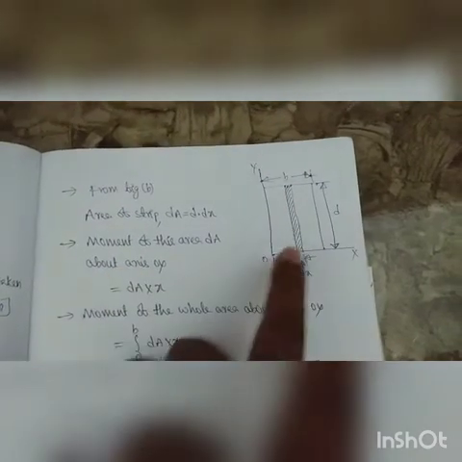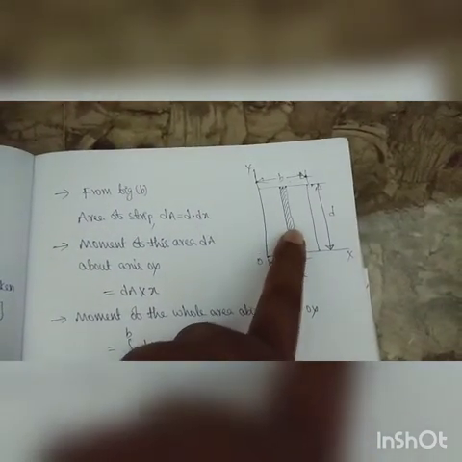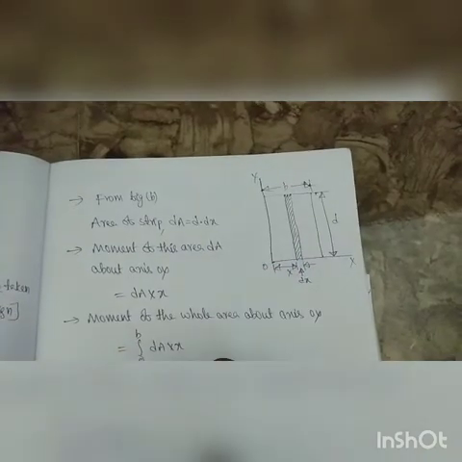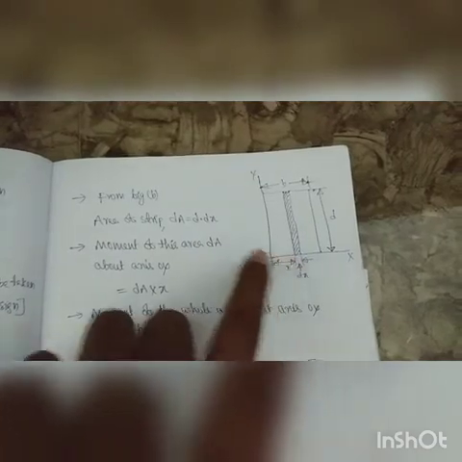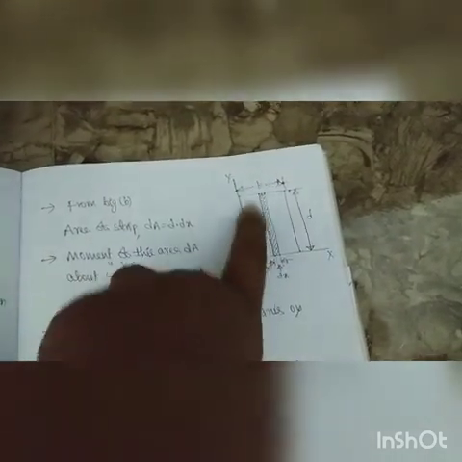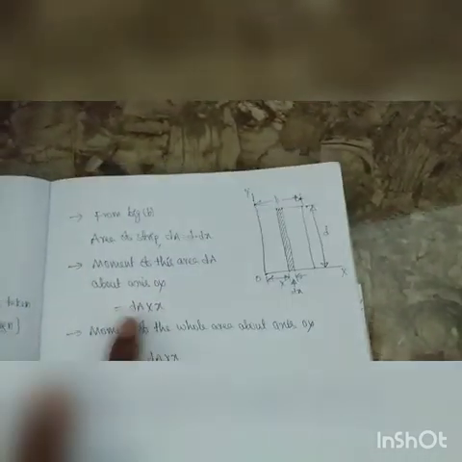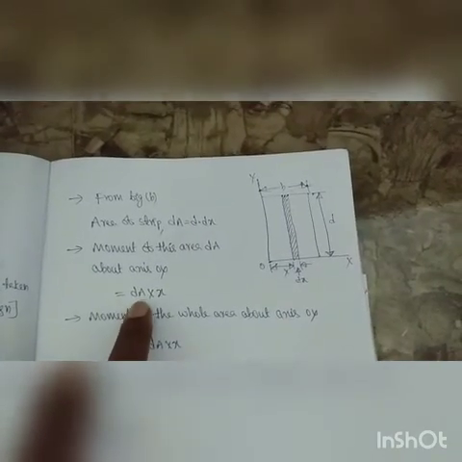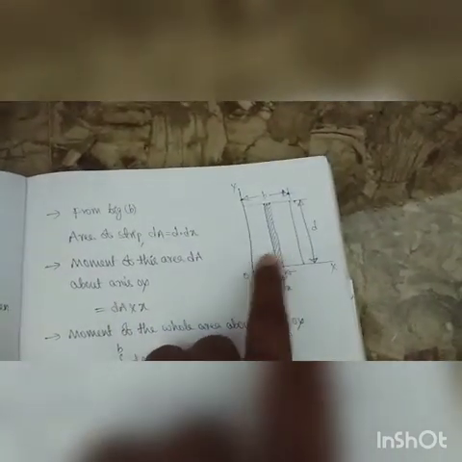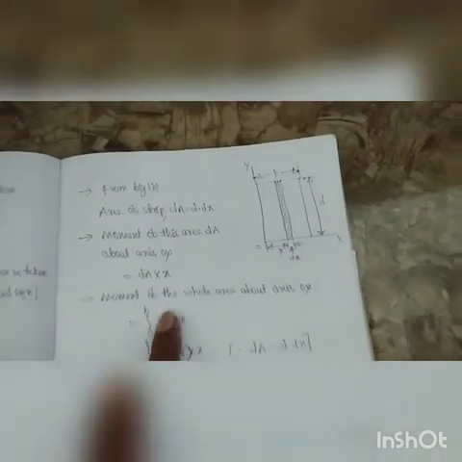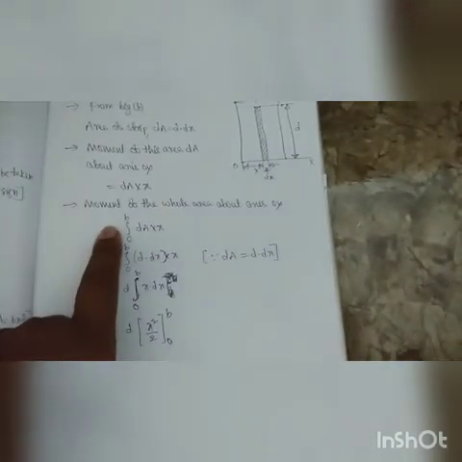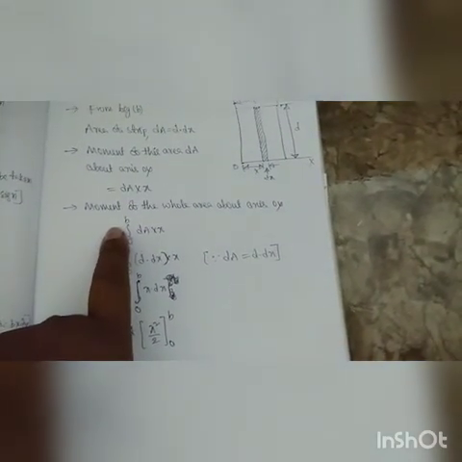Now for this elemental area we calculate the moment, which is force into perpendicular distance. By observing the previous figure, we take the force as the area of the elemental area, dA, and the perpendicular distance for this dA is x. Hence we have written dA into x. Now we find the total moment of the area.